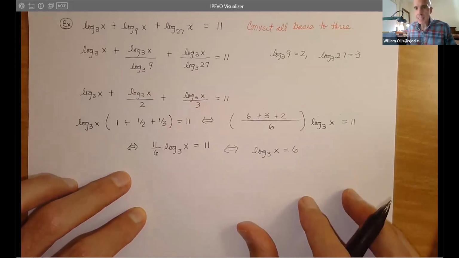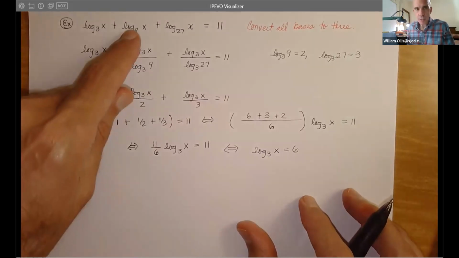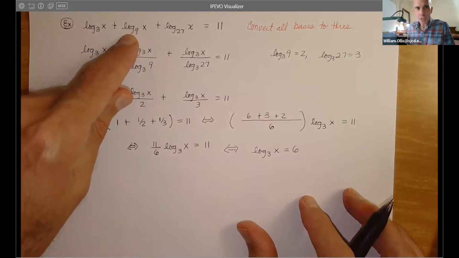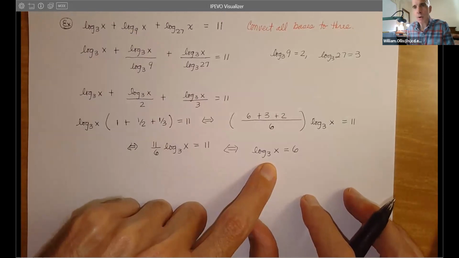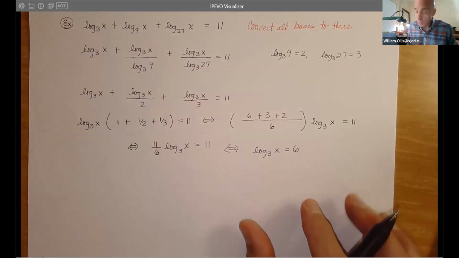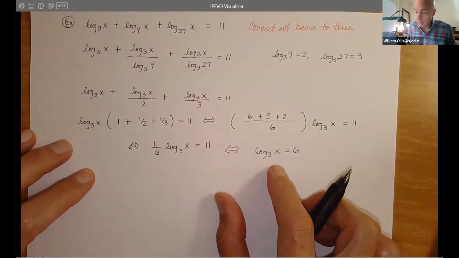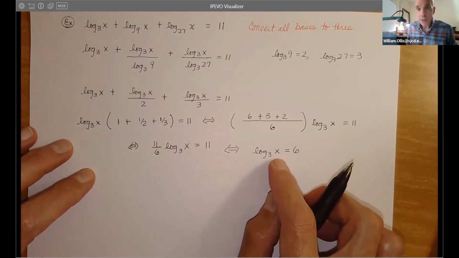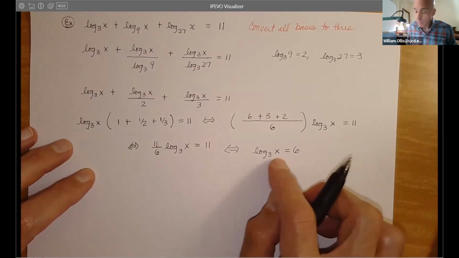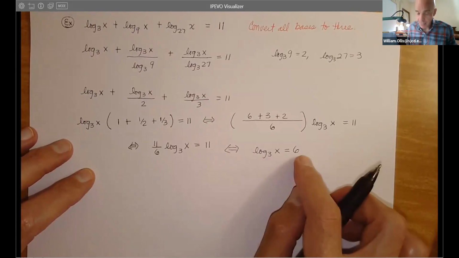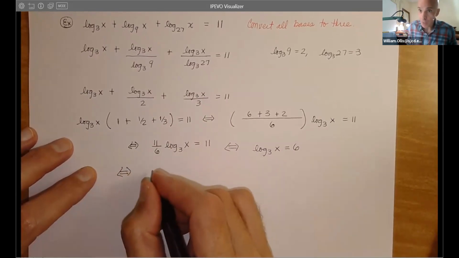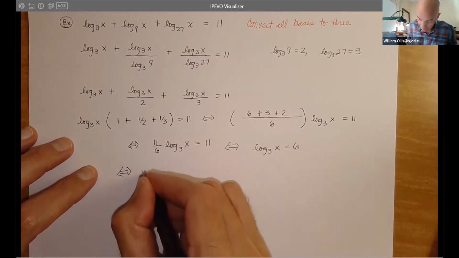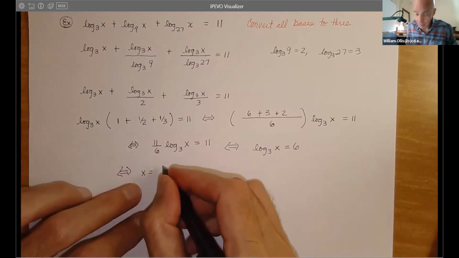So now what we see is we've reduced a lengthy or more complicated equation to something very simple, which is really what we do in mathematics. So now we're thinking, what does this mean? This says, well, the logarithm is a power of the base. So the power of 3 that equals x is 6. So this says x, here's another power of 3. This says x equals 3 to the 6th.